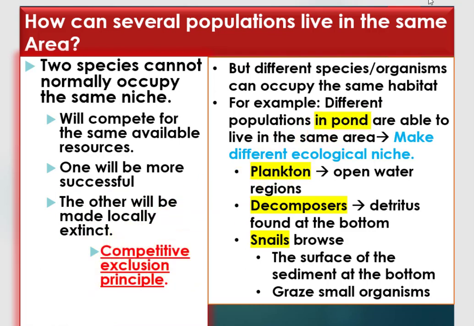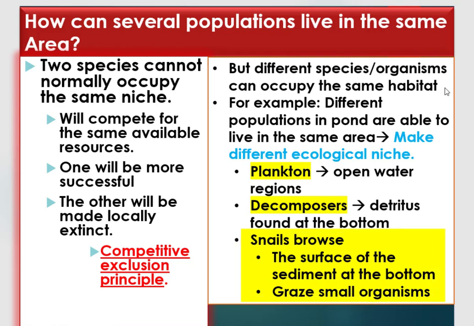For example, in pond there are populations of many different organisms. They are able to live in the same area because each exploits different habitat in that area. For example, plankton exploit the open water region of the pond. Decomposers inhabit the detritus found at the bottom of the pond, and snails browse the surface of the sediment at the bottom of the pond and graze small organisms.